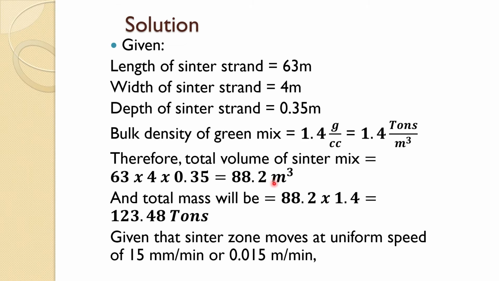So, that gives the volume of the mix which is there on the strand. So, total mass, we multiply this with the green density, will give us the total mass of 123.5 tons. So, given that the sinter zone moves at a uniform speed of 15 millimeter per minute, we can get the speed in meters per minute, 0.015 meter per minute.